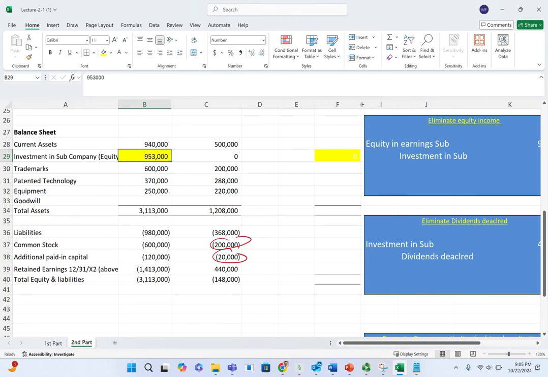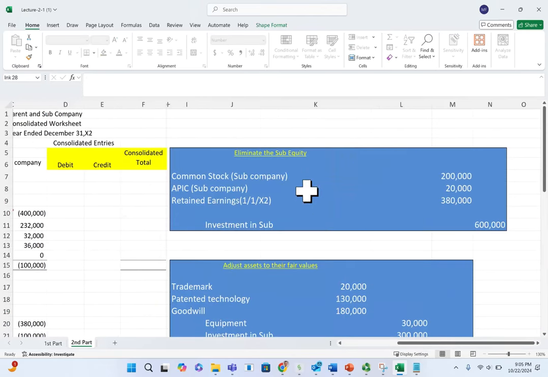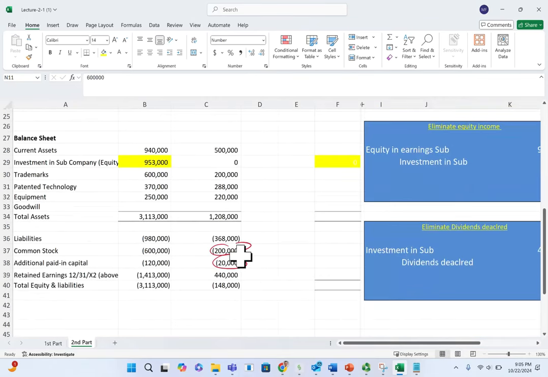So the first thing we do is eliminate the equity of the subsidiary. How do we eliminate the equity? Think about what we purchased. We purchased the company. Well, we have an investment account, but we purchased their equity. Therefore, we have to eliminate their equity against our investment. What does that mean? It means we have to debit the common stock of the company, debit their additional paid in capital, and debit their retained earnings, and credit the investment. Why? Because if we purchase the company, we purchased their equity. The equity and the investment cannot exist together.